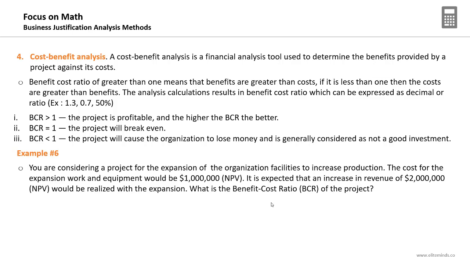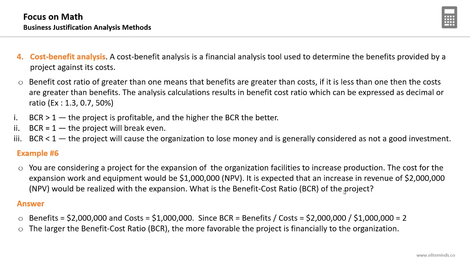A very simple question. The cost is given in the question as $1 million and the benefits or the revenue is given as $2 million. You just need to divide the benefits by the costs. So 2 million divided by 1 million, the BCR is 2. So it's higher than 1.